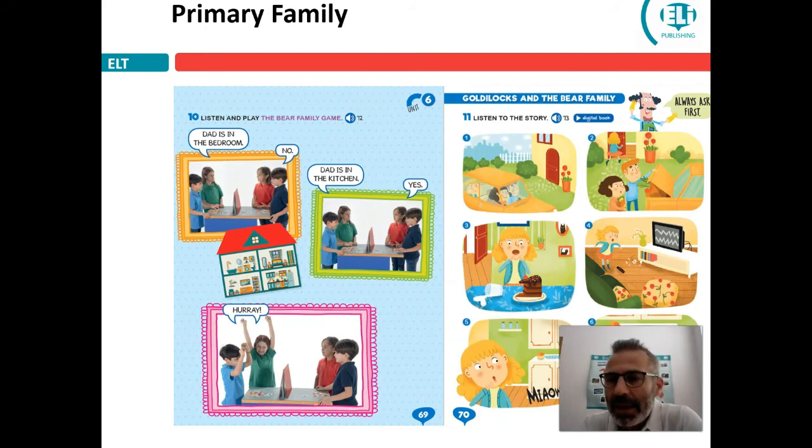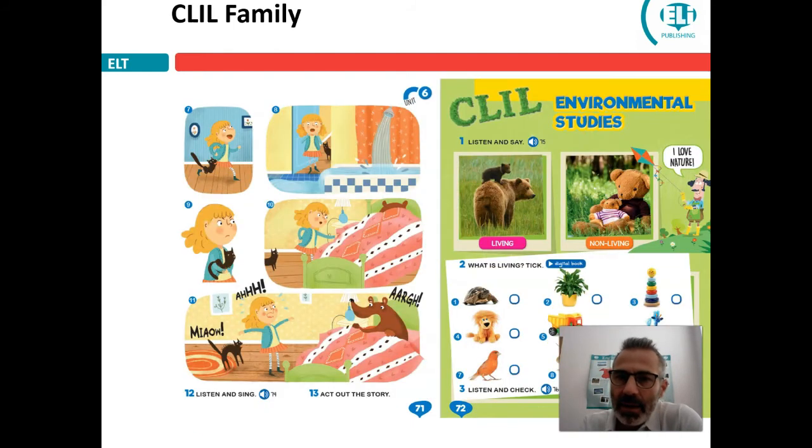Listen to the story. Again, it's in the digital book. One of the things I really like about it is that it finishes with a CLIL activity. So you've got the family, young learner syllabus, and yet the unit finishes with a CLIL activity. In this instance, the pupils have to decide between a living animal or non-living. They've got a doll here, and they click down here for the toy, living, non-living. Is it a tortoise? They've got a little bird, a little lizard and so on.